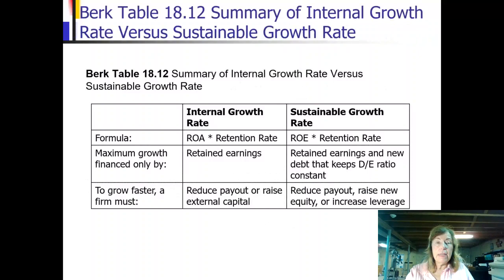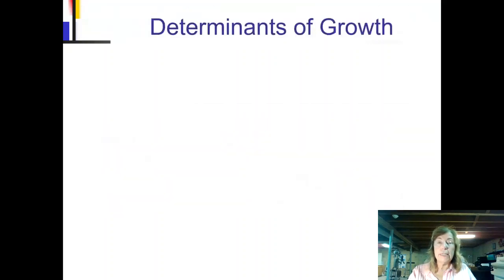So, summary here: to find internal growth, return on assets times retention rate, finance only by retained earnings. To grow faster, you must reduce your payout or raise external capital. For sustainable growth, return on equity times the retention rate, which keeps your debt to equity ratio constant. To grow faster, you must either reduce your payout, raise new equity, or increase your debt.